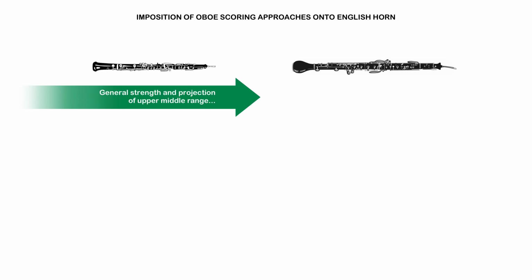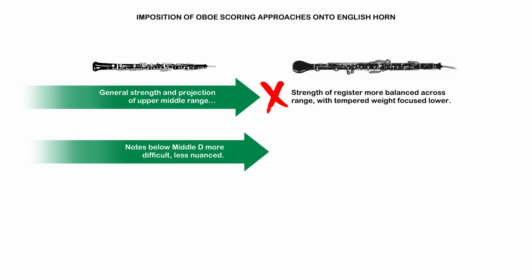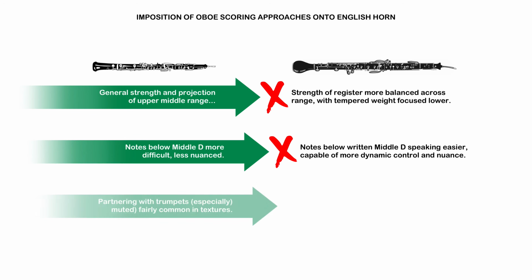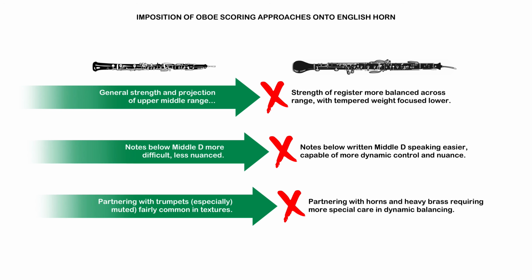Nevertheless, when it does appear, it's sometimes scored in exactly the same way as the oboe, assuming a general strength and projection in its upper-middle range, and avoiding notes below written low D. Middle register passages are put forward into textures to compete with and complement brass instruments, very much the same as oboes with trumpets. So there's some room here for the player's perspective, that the oboe and English horn are decidedly not the same instrument in two different sizes.